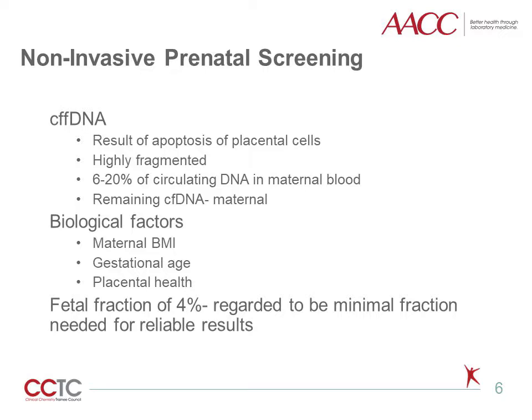pregnancy, which provides opportunities to make timely and informed decisions related to the pregnancy. The source of cell-free fetal DNA in maternal peripheral blood is from apoptosis of placental cells, and it exists in a highly fragmented form comprising 6 to 20% of circulating DNA in maternal blood. Factors that affect levels of cell-free fetal DNA include maternal body mass index, with lower fractions seen with increasing maternal BMI, gestational age with higher fractions seen with advanced gestational age, and placental health.